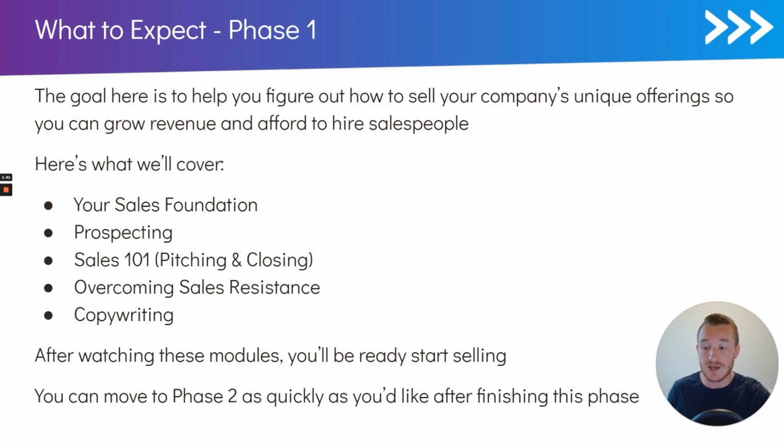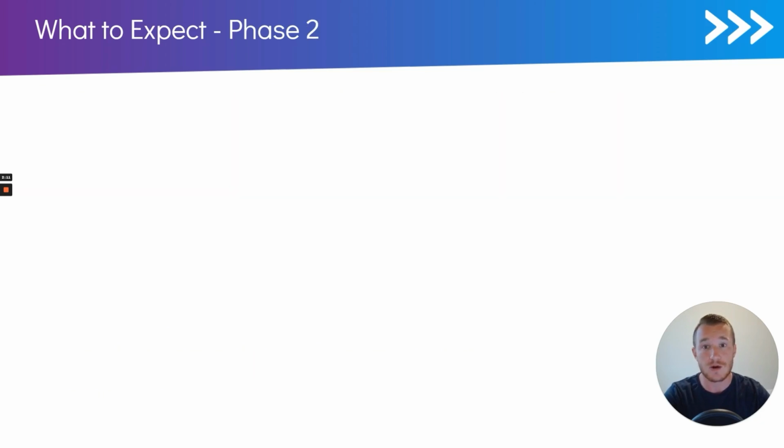And then after that, you can move on to phase 2 as quickly as you'd like. So as soon as you finish everything in phase 1, it's never going to hurt you to move on to phase 2 and start building processes, because not only will that benefit all the future salespeople in your org, but it should also help making selling easier for you and help you sell better.